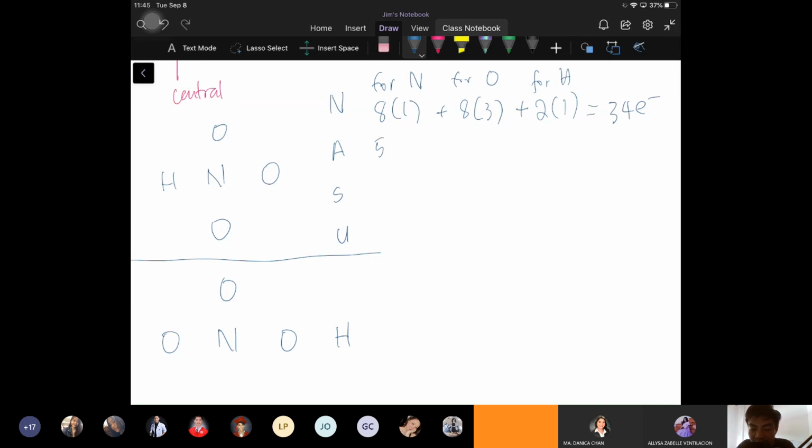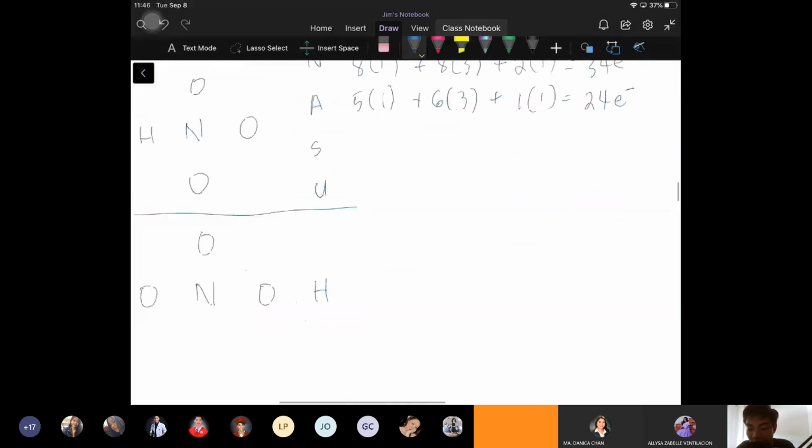Available, we are pertaining to the valence electrons. So, nitrogen, group 5, so 5 valence electrons. Oxygen, group 6, so 6 valence electrons times 3 kasi tatlo siya. Hydrogen, 1 kasi group 1 siya. Bilangin natin. 6, 12, 18, 24. So, 24 electrons yung available. Since wala tayong charge, wala na tayong gagawin masyado.